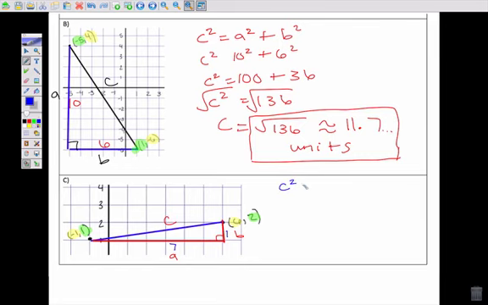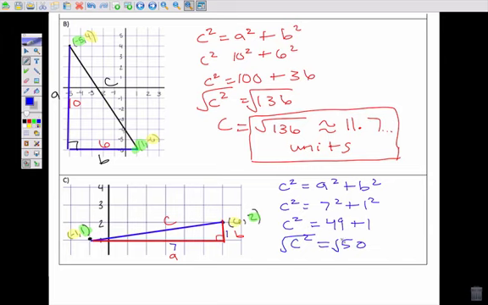Trying to find C, so I'm going to use C squared is equal to A squared plus B squared. So I have 7 squared plus 1 squared. So C squared is equal to 49 plus 1 squared, which is 1. So C squared is equal to 50. Square root it. This is another irrational number. It's not going to come out nice. It's not a perfect square. So C is equal to the square root of 50, which is approximately 7.1 units.